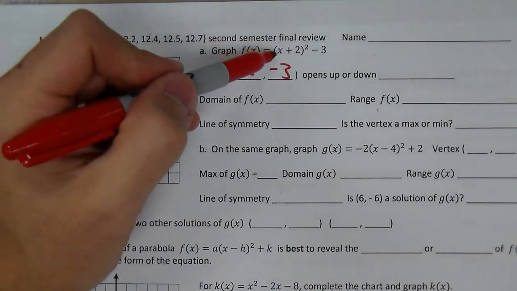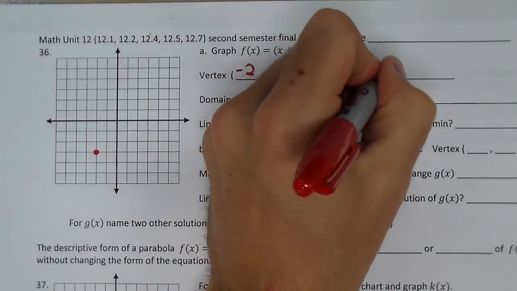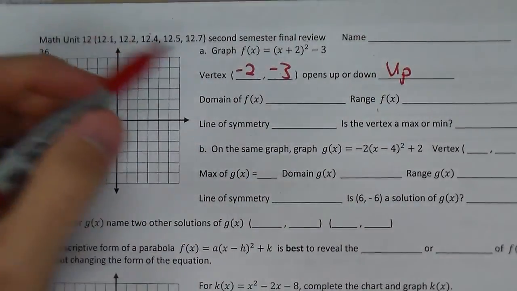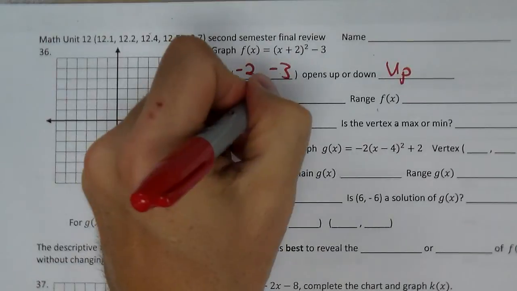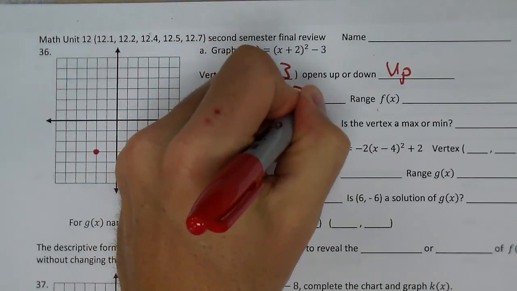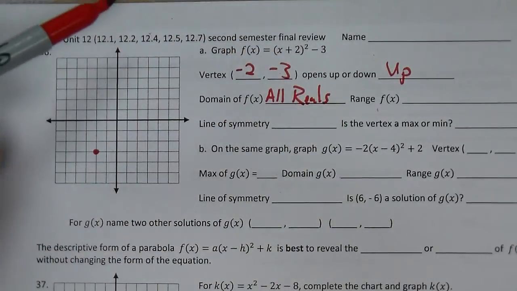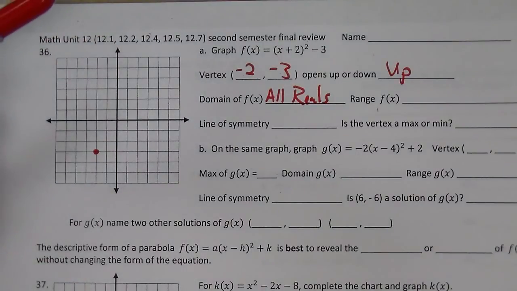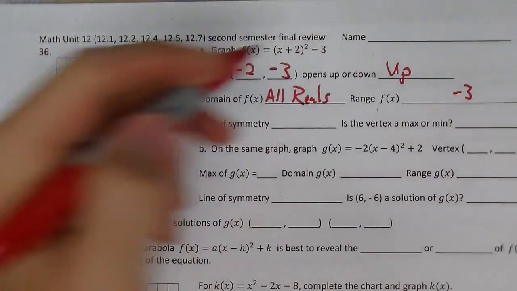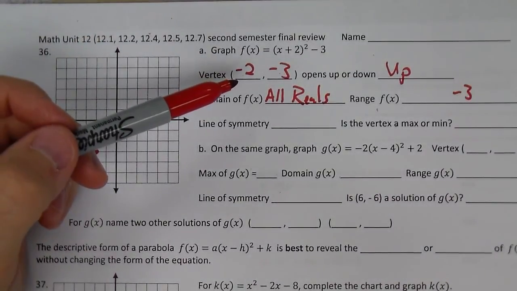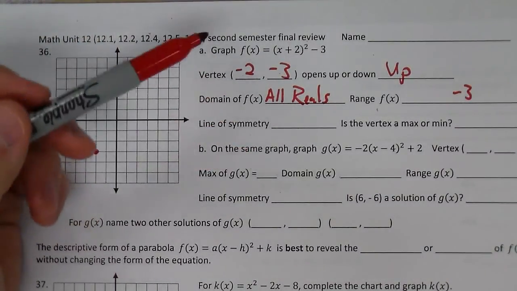Now this one, since I have no negative right here, I know that it opens up, so that's taken care of. My domain of f of x, my domain of any of these parabolas is all real numbers, so we'll write all reals. My range, though, depends on where the y value is. So from the vertex, I get this negative 3. So my y values are in relation to this negative 3. They're all either all above it or all below it.